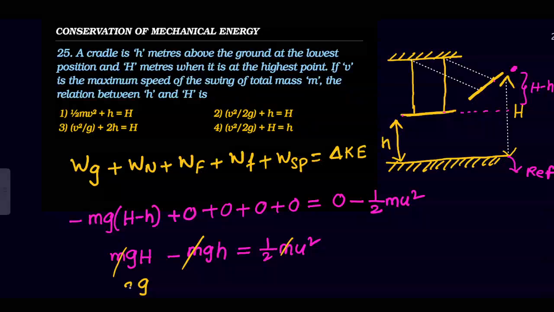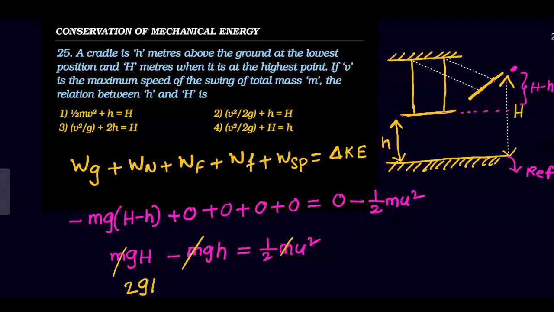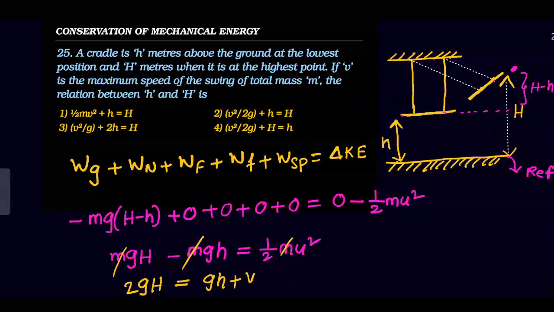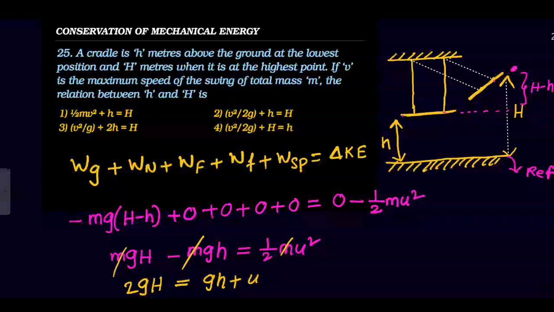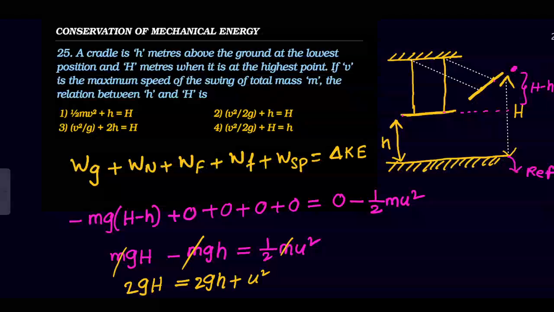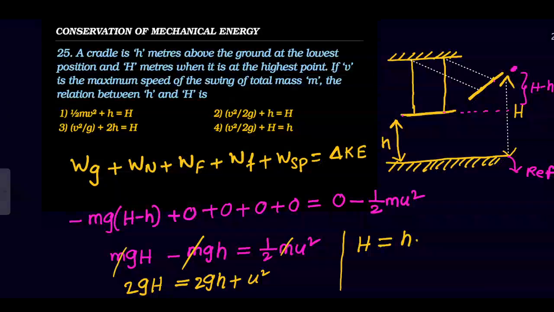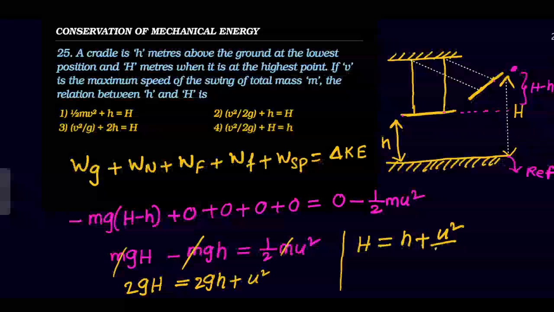So we get g into capital H, which is equal to g into small h plus, tell me now, u square by 2. Why did 2 come? That 2 will come here also. Now we need to find capital H. Options are given for capital H. Now capital H is equal to small h plus u square by 2g. Divide with 2g on both sides.